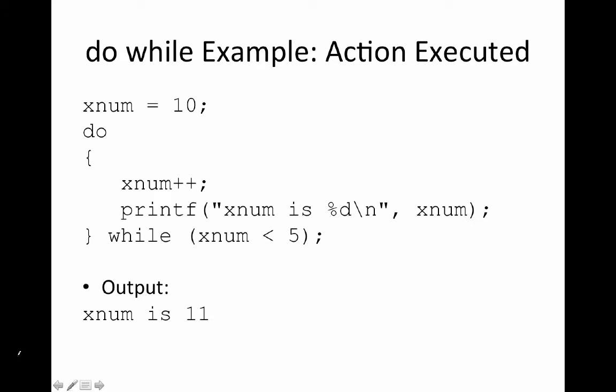With the do while, on the other hand, we execute the action before the condition is evaluated. So in this case, xnum is initialized to have the value 10. Then we do, in this case, a compound action. We're going to increment xnum, so xnum gets the value of 11. We're going to print xnum is, and the current value of xnum, which is 11. And then we have the condition that says while xnum is less than 5, well, xnum is not less than 5, so that gets us out of the loop and down to whatever comes after that. But we did execute the action of the loop once because the action is executed before the condition is evaluated with the do while loop.